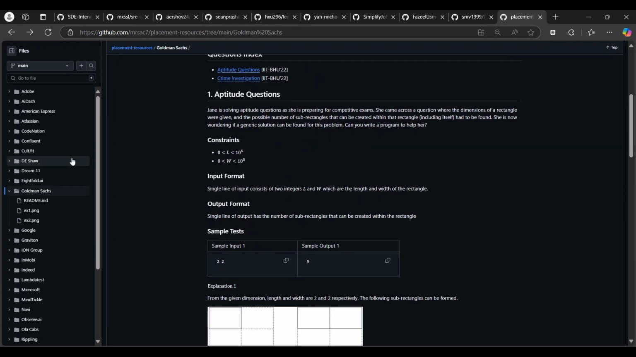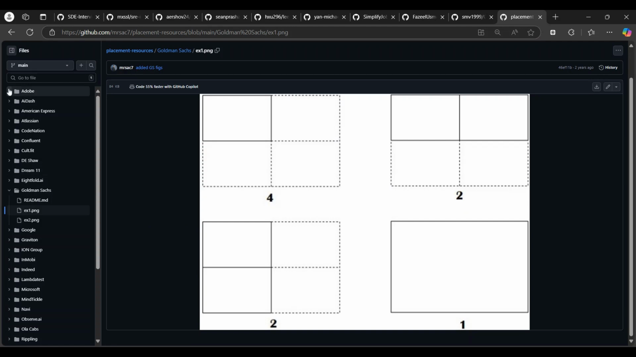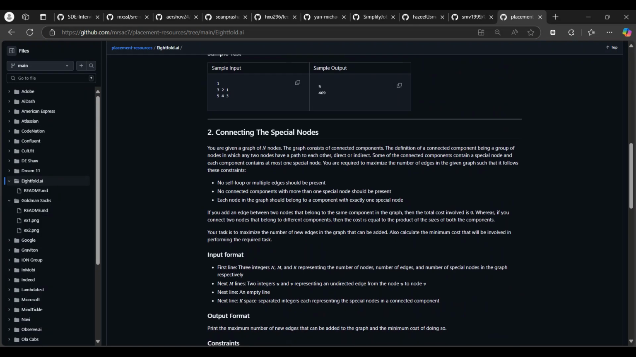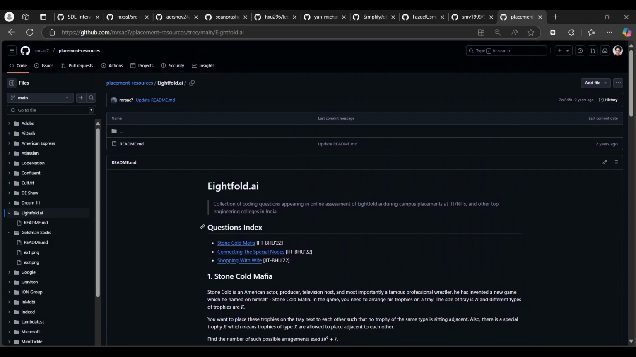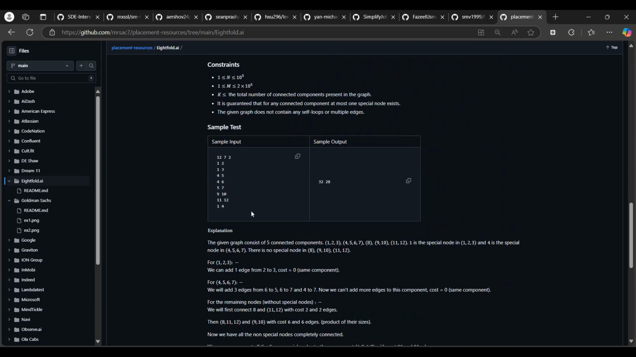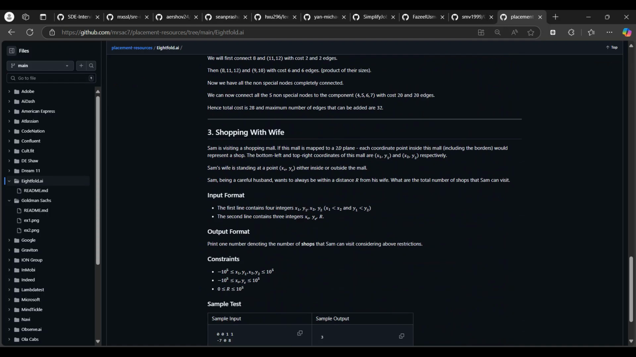Okay, then example one. What is this thing? Okay, yeah, this is an image, I guess. And then coming to the next ones. Oh, okay, these are the questions. Questions like Stone Cold Mafia. This is a question asked by Eightfold AI. Then shopping with wife, and these are the questions. Okay, I guess they have not given the coding, but they have explained the approach, right?